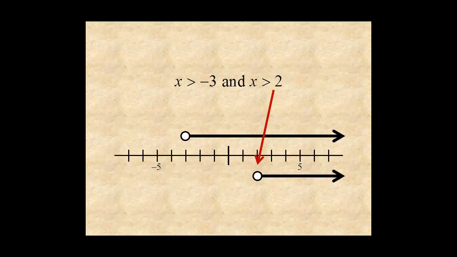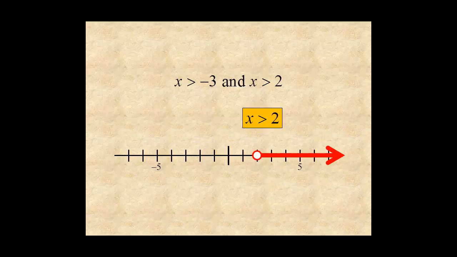A number like negative 6 doesn't make either statement true. A number like negative 1 makes just the first statement true, but a number like 4 makes both statements true. So the real solution is x greater than 2. Only numbers greater than 2 make both statements true.